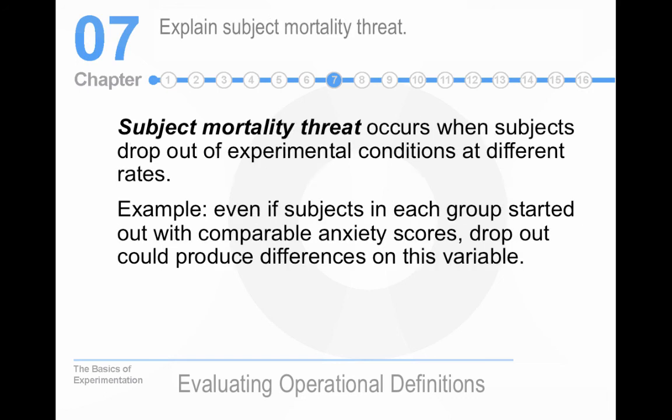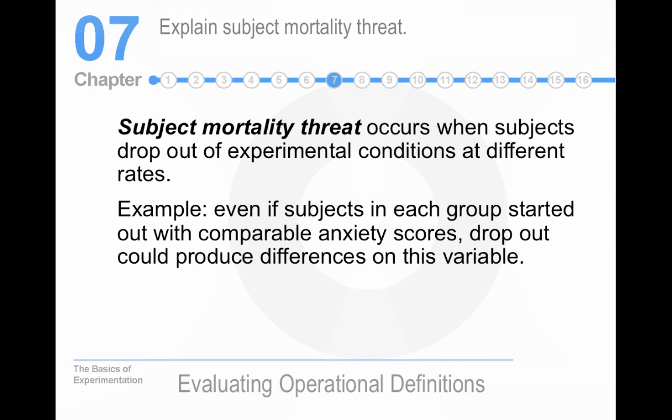Subject mortality threat is when people drop out of conditions. It's something called survivor bias too. So in a longitudinal study, let's say with older people, you might have 20 of the original 100 people left in your study after 20 years. Can you generalize from those 20 people to the rest of the population?